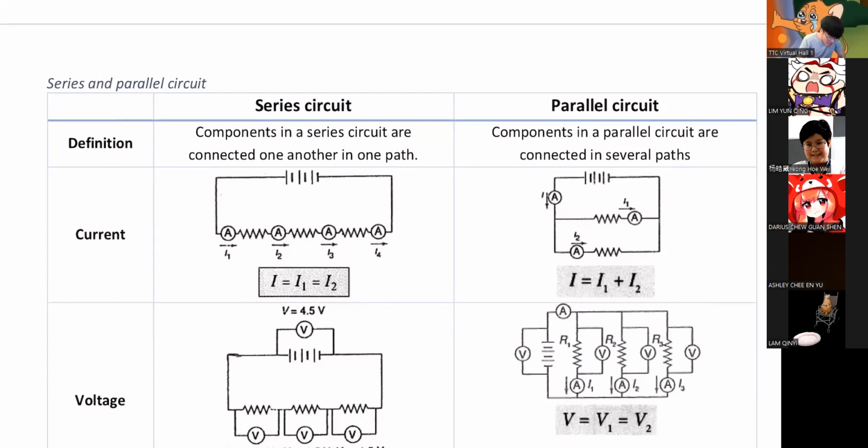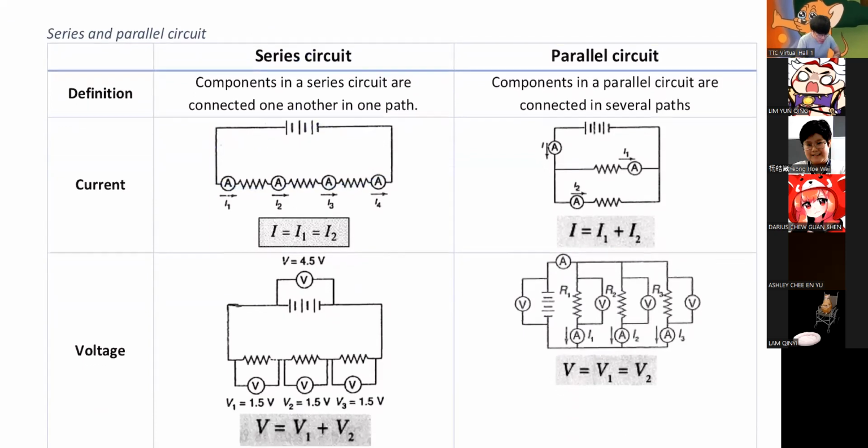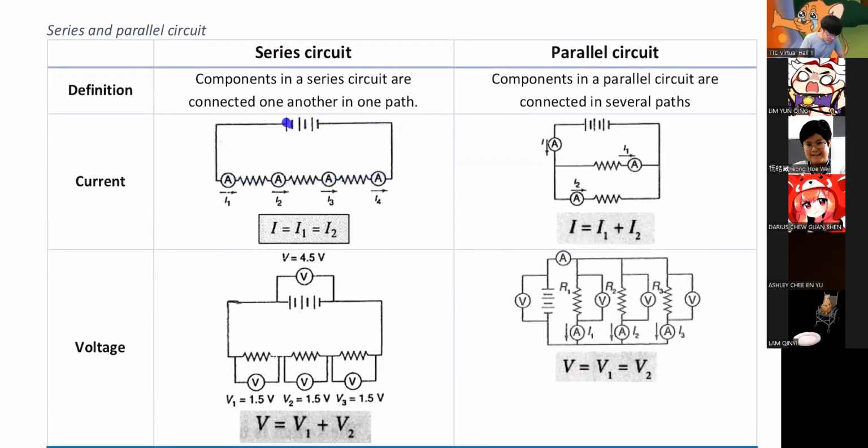So first of all, what is a series circuit? A series circuit is when you connect everything in series. 这个叫串联电路，因为它是一串的嘛。You connect everything in one line. You watch TV series like that, right? This is episode 1, episode 2, episode 3. You watch it in series. So series is when you connect everything in one line. It's a series of light bulbs.